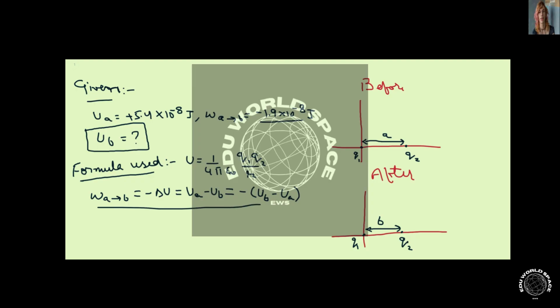It says that the work done from A to B is minus the change in potential energy of the system, which is minus (U final minus U initial), so minus (UB minus UA). UA is the potential energy of the system when Q1 and Q2 are at distance A, and UB is the potential energy when they are at distance B. So we can use this formula and these values to find the value of UB.